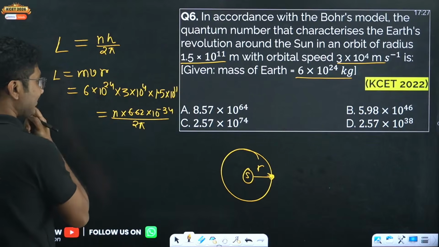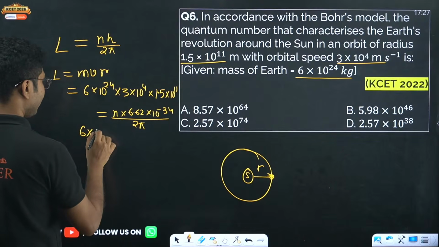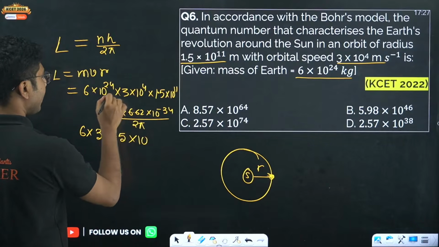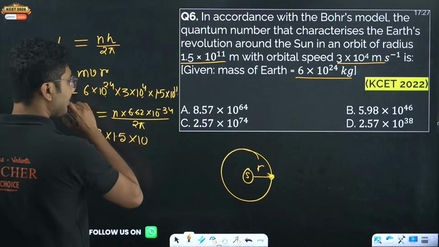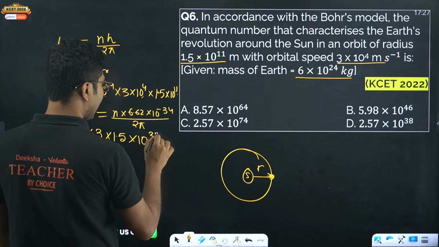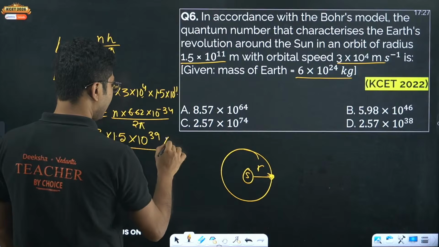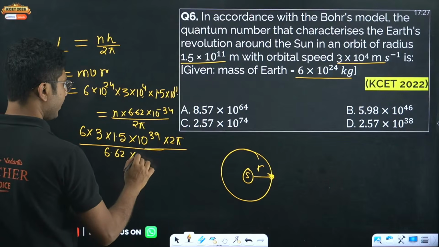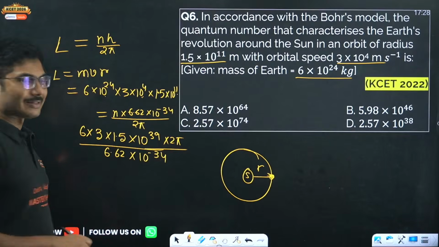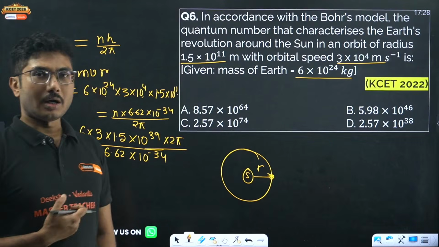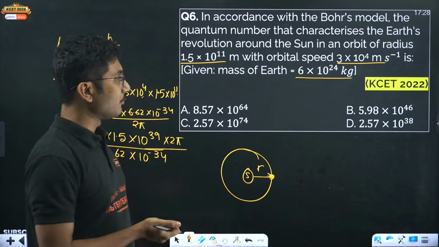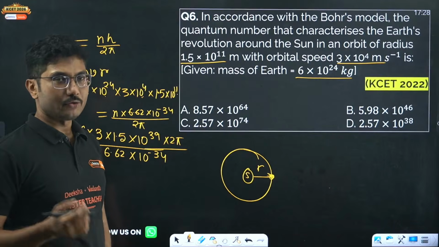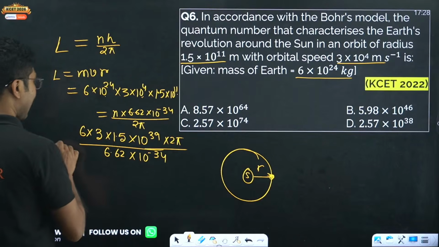Okay, so thus we get 6 into 3 into 1.5 into 10 to the power of 24 plus 4, 28. 28 plus 11 is 39, divided by 2 pi, divided by 6.62 into 10 to the power of minus 34. As you can see, this question is not about the magnitude, it's more about the 10 to the power of value calculation. If you calculate the closest 10 to the power of value, your problem will be solved. And that is equal to n.